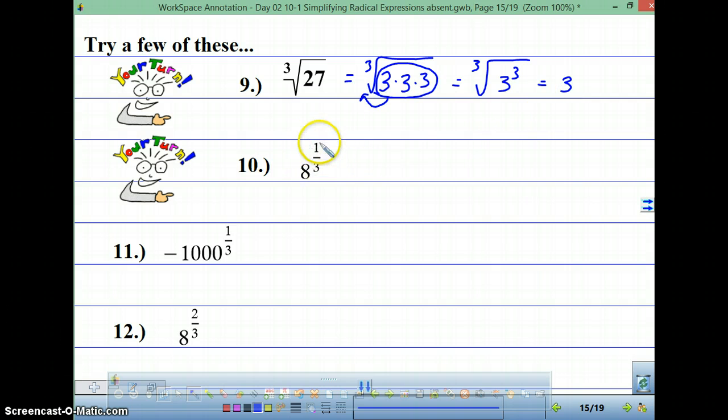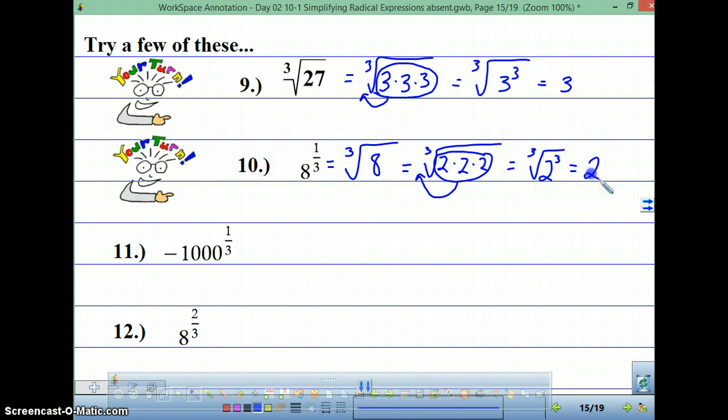Okay, really clear here. If you're going to say cube root, that's the same thing as saying to the 1/3 power. So 8 to the 1/3 power means cube root of 8. We just did this on the other page, didn't we? So the cube root of 8 is 2 times 2 times 2. Take this one out. It becomes cube root of 2 cubed, which is just 2. Now it's out of the radical.